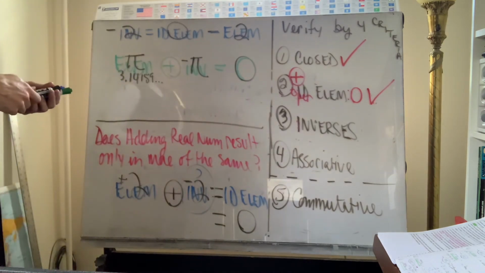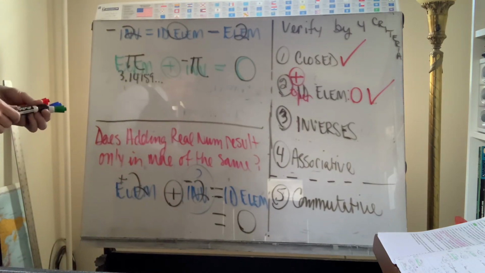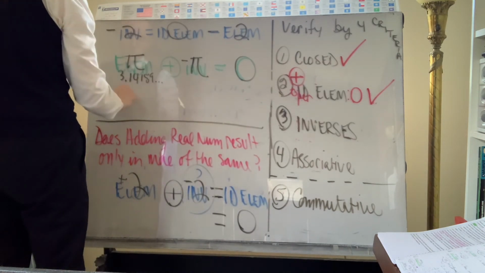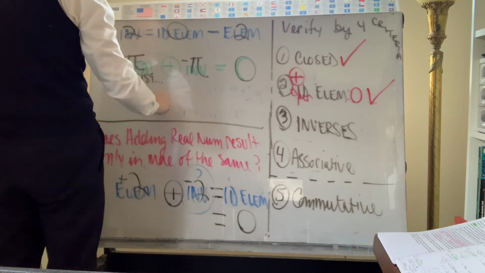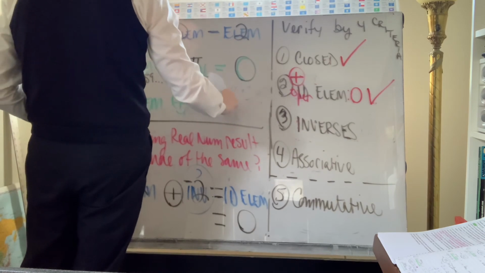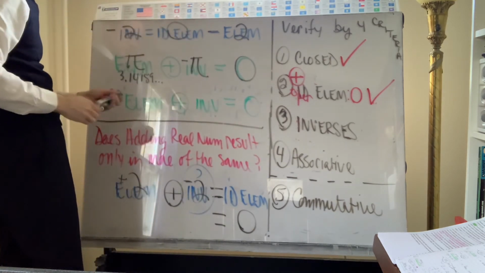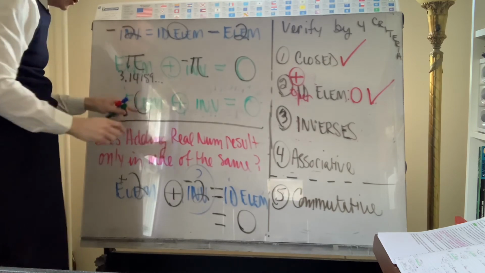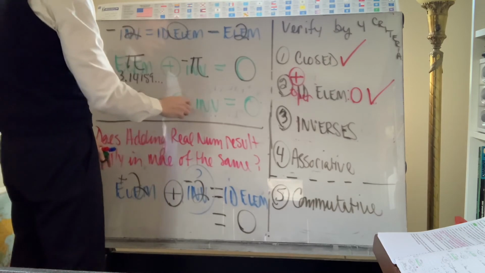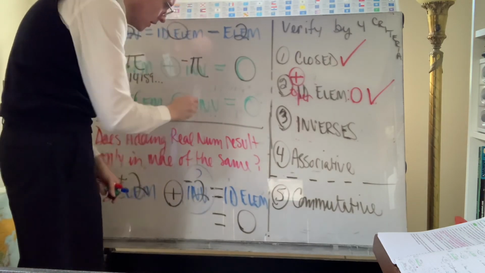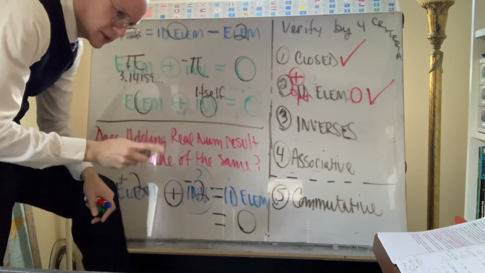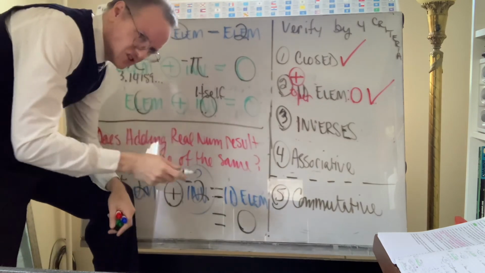Then there's the situation of 0 itself. That might sound a little goofy, but let's say that the element that we're adding, in this case, to produce 0 is 0 itself, because 0 is an element of real numbers. What is it plus 0 that would give you 0? 0 itself. That's interesting because what that means is that 0 is its own inverse.